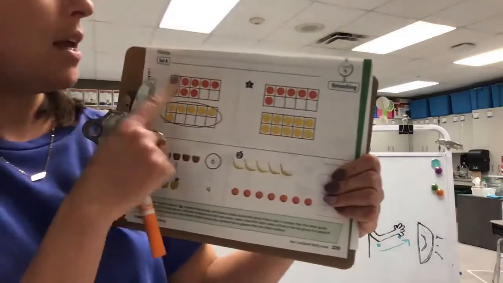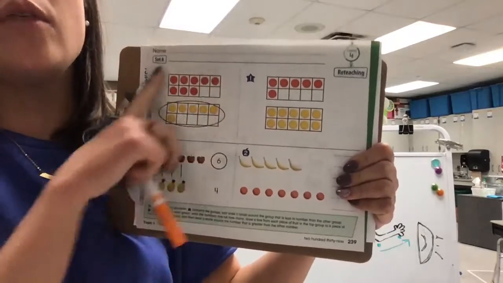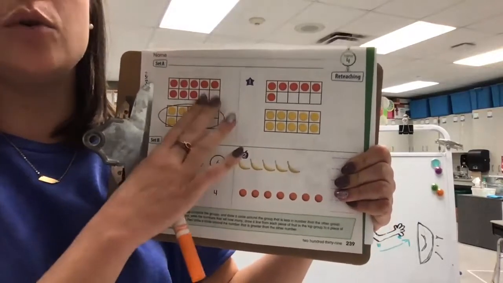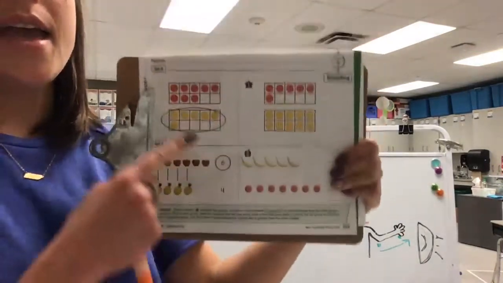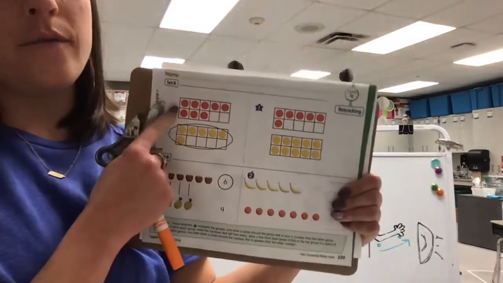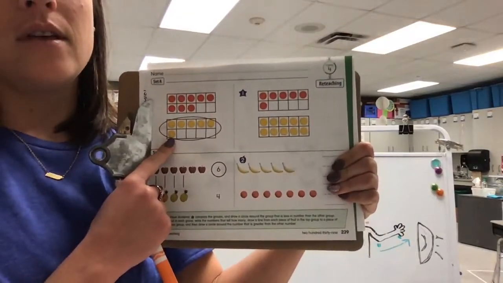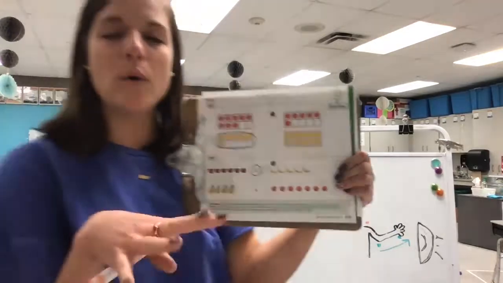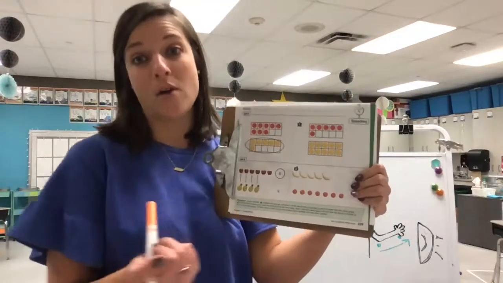In the top right here, all 5 are filled in, and there are 3 extra. So if we know that there should be 10 altogether and 2 are missing, what is 2 less than 10? 8. So our top 10 frame has 8 counters in it. How many does the bottom have? 6. Now, if you're not sure, what strategy can you use to figure that out? You can count and mark them out, right?